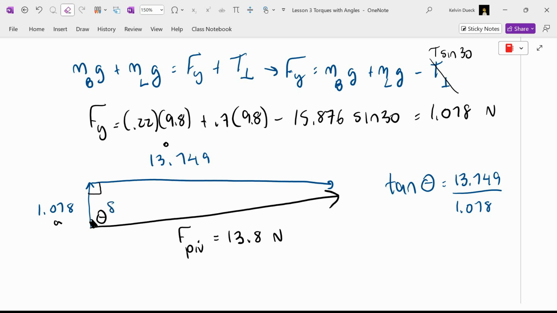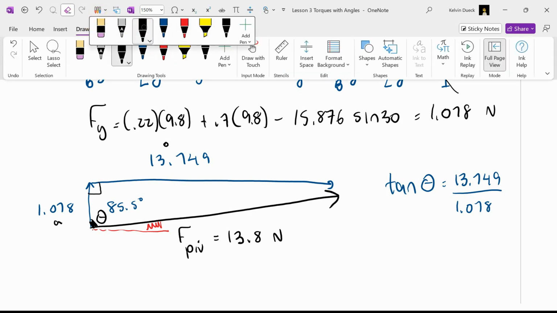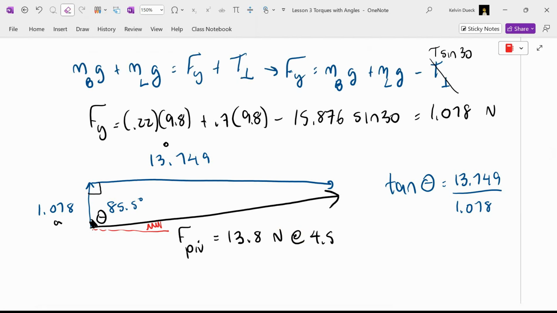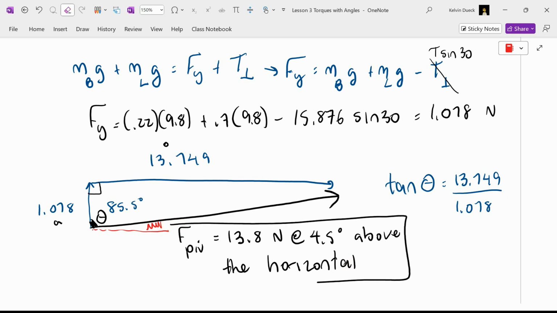85.5. Now, this angle here is 85.5. Honestly, they would probably want this one here so they could say above the horizontal. Remember how we used to do that? How can I figure out that small angle? 90 minus, so go 90 minus answer button. 4.5 degrees above the horizontal. That's the pivot force.